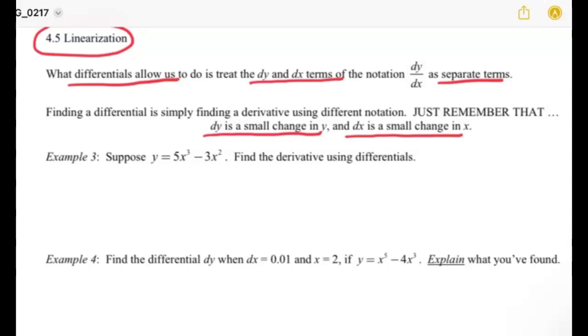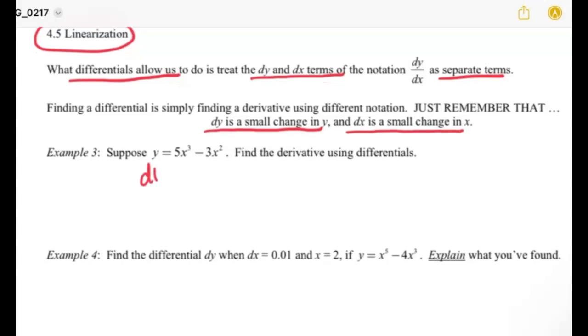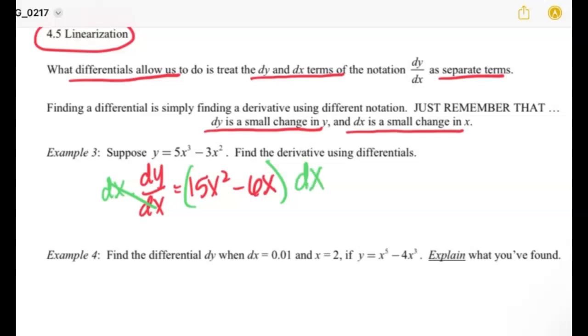We are talking about two variables, the change in both variables. So if we wanted to derive example 3 how we always have, we can say dy/dx equals 15x squared minus 6x. No different than what we have. But another way we could write this is to multiply both sides by dx, and notice I'm putting this side in parentheses. If I don't, it looks like we're just multiplying the 6x by dx.